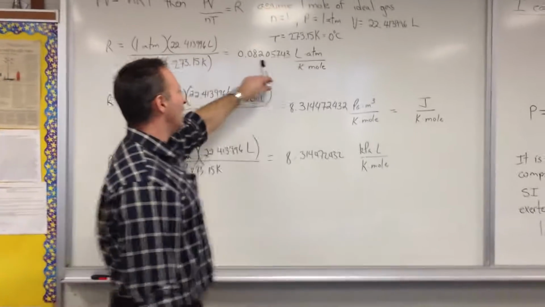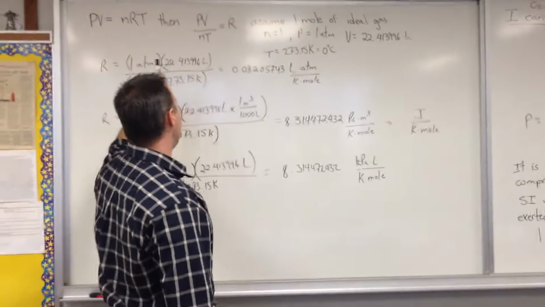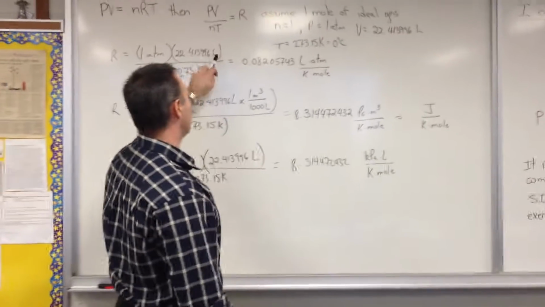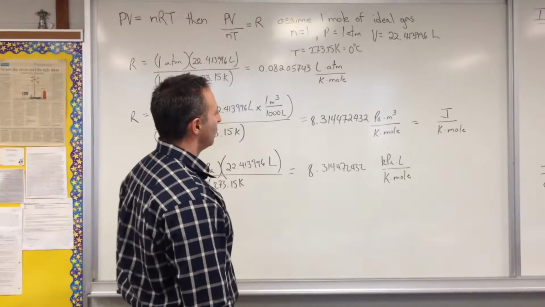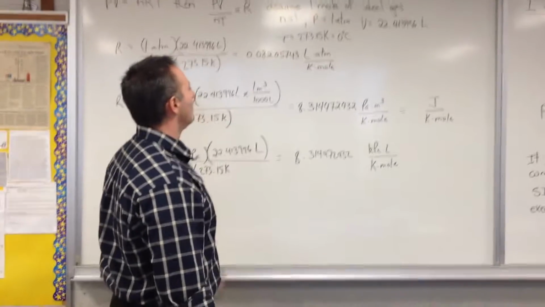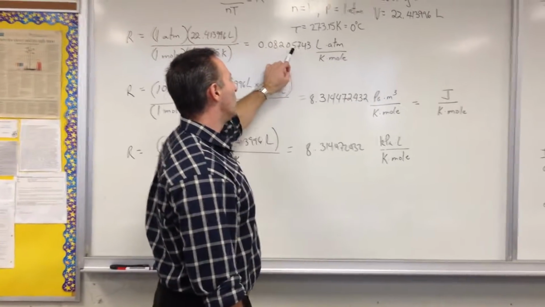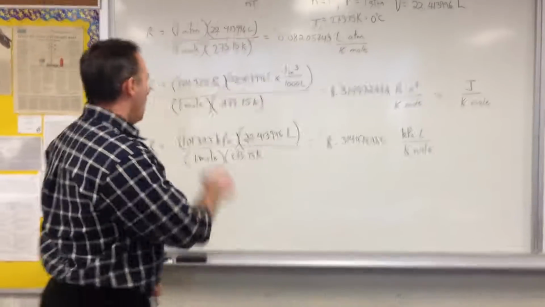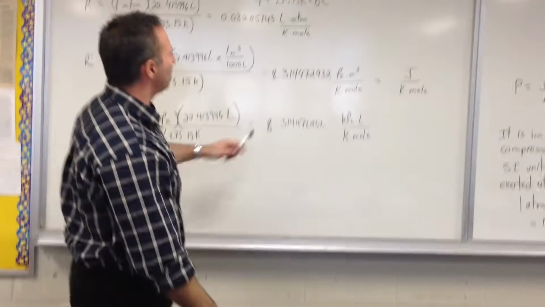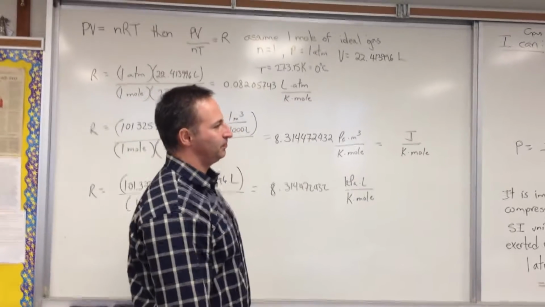We put in all the values, and when we calculate it, using liters and atmospheres as the units in the numerator, we come up with the value 0.082054. That's in the unit of liter atmospheres.